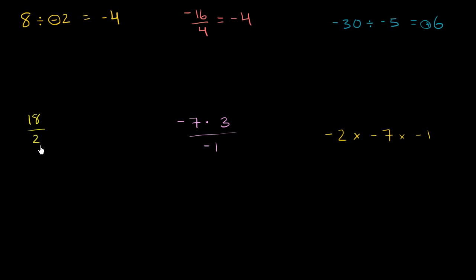18 divided by 2, and this is a little bit of a trick question. This is what you knew how to do before we even talked about negative numbers. This is a positive divided by a positive, which is going to be a positive. So that is going to be equal to positive 9.